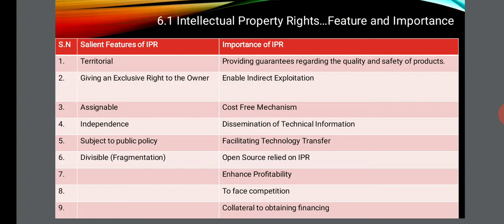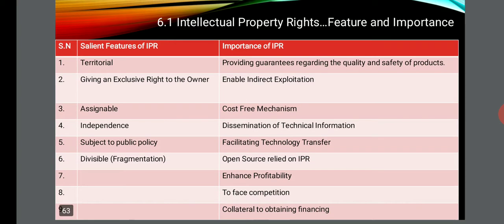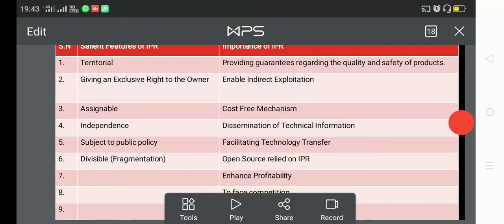Divisible, fragmentation, it is divisible. There can be an instance when the copyright, the rights, are divided between two people. There are instances. Now let us find out about the importance of IPR. First one is providing guarantees regarding the quality and safety of the product. So it is very important to provide a guarantee regarding the quality and safety of the product.